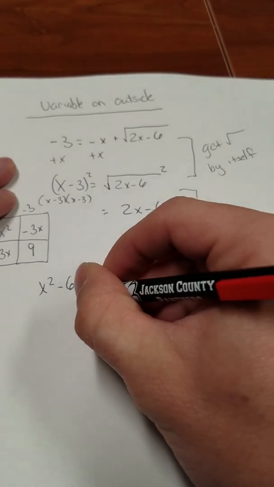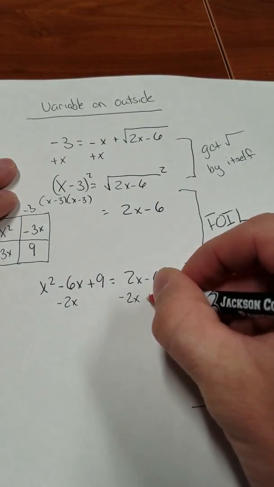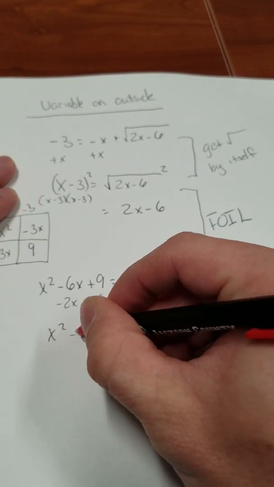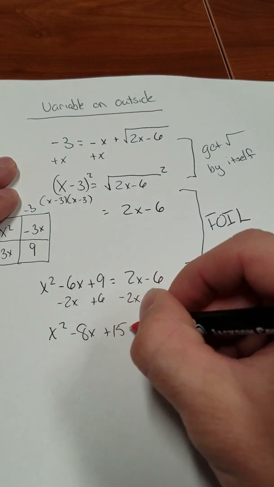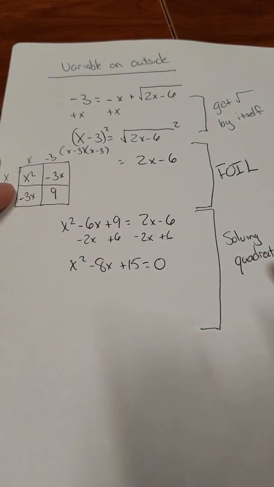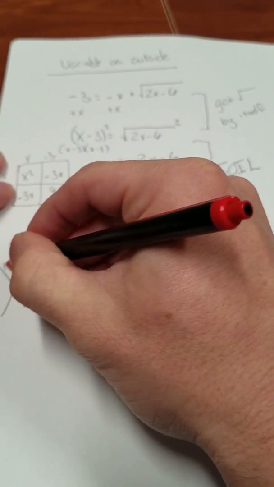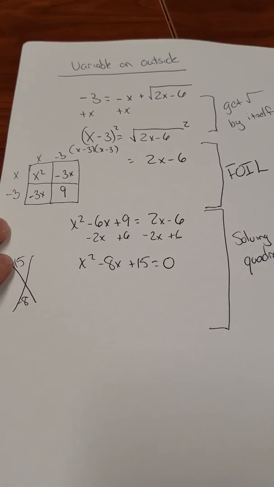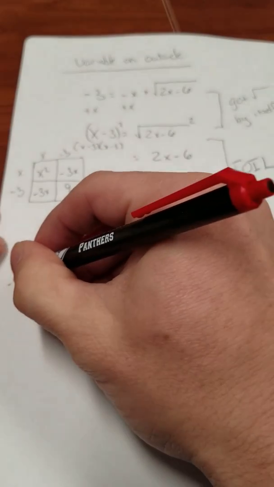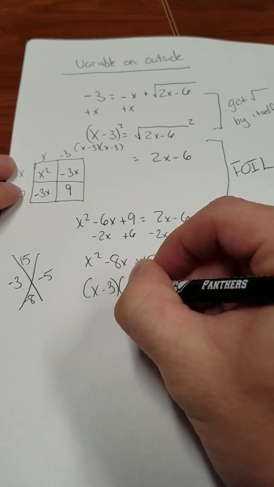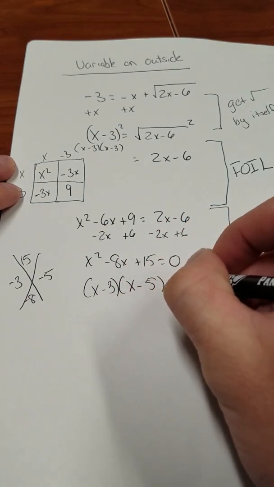Subtract 2x, add 6. X squared minus 8x plus 15 equals 0. All right, it's a quadratic. You know what to do with this. Factor it. Multiplies to give 15, adds to give negative 8. Negative 3, negative 5. X minus 3, x minus 5 equals 0.